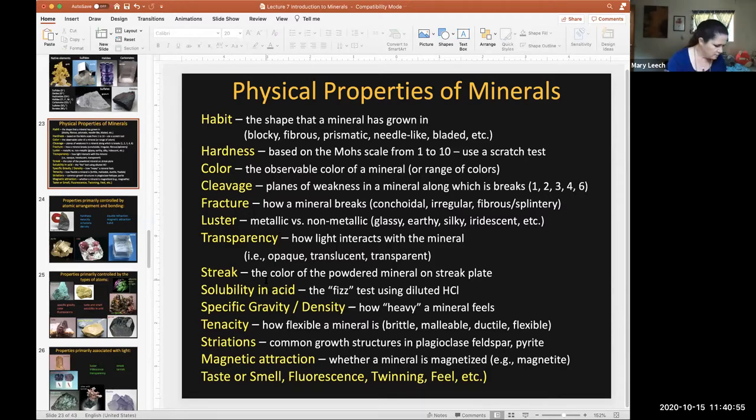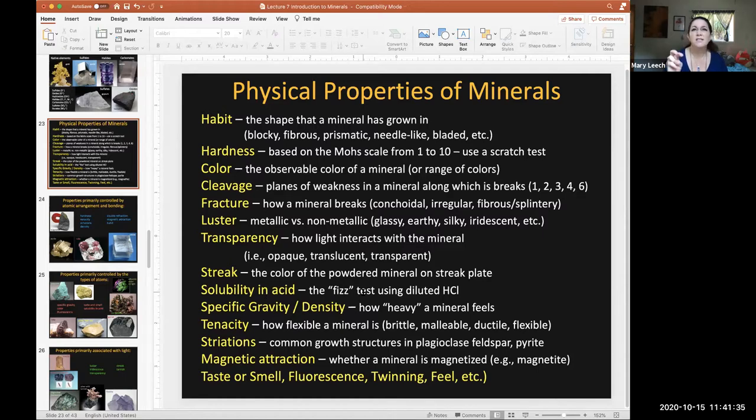Streak. That's where that little ceramic plate comes in. The streak is the color of the powdered mineral, so you literally scratch the mineral across the streak plate. It turns out in this case, the feldspar is harder than the streak plate, so I'm not getting any powdered mineral, nothing. The mineral has to be softer than the streak plate in order to powder it on here. That's another test, so you can use the streak plate as part of a hardness test too.